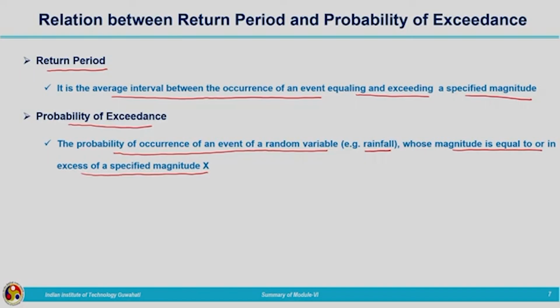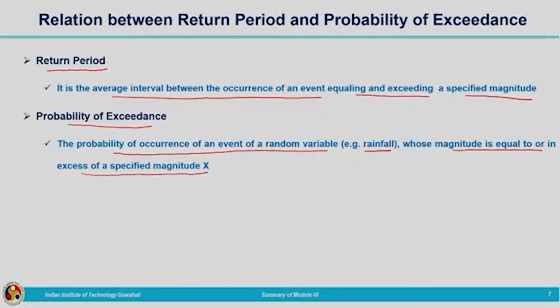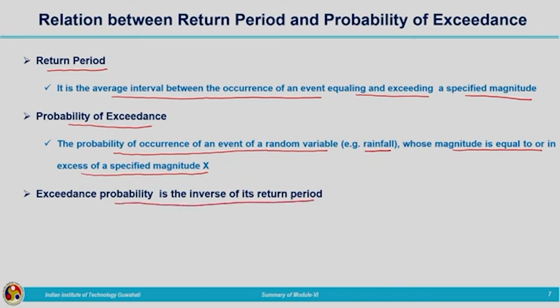If we have a certain streamflow value which causes flooding, and an event occurs beyond that, the chance of occurrence of that event will be represented by the probability of exceedance. This probability of exceedance and return period are related to each other: the exceedance probability is the inverse of the return period. So, if T is the return period, we can find the exceedance probability by taking the value 1 by T.